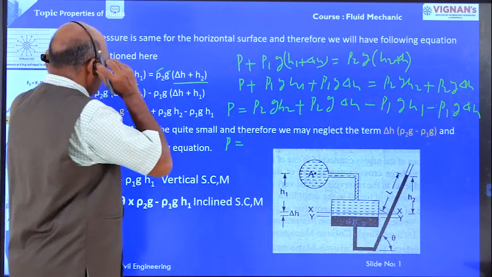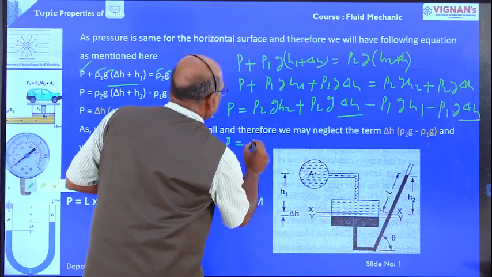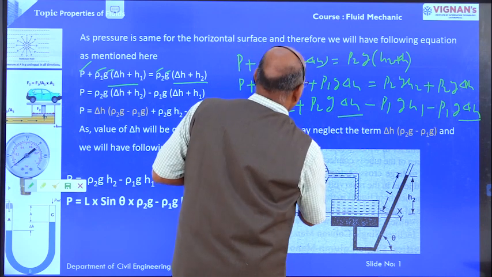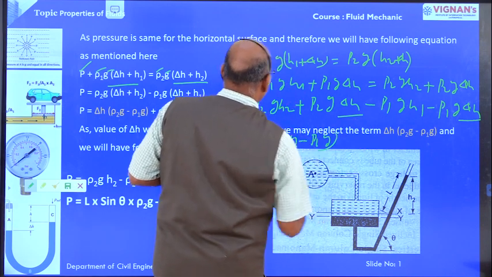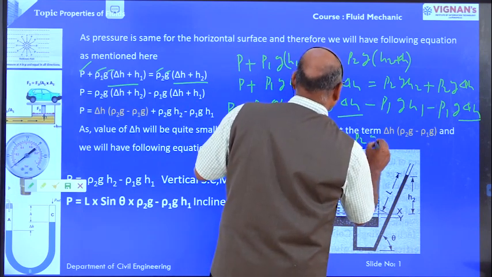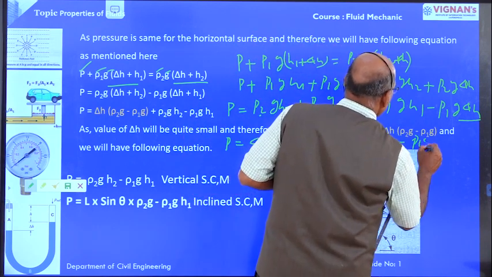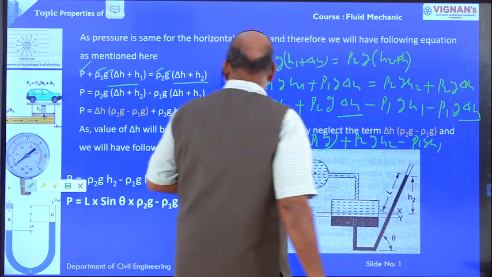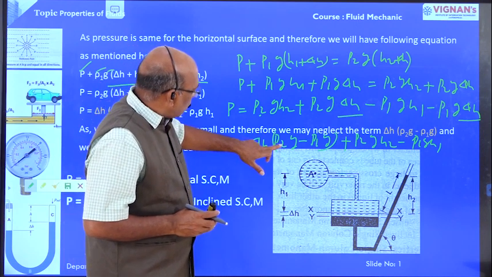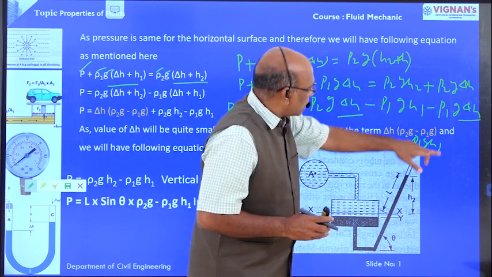Here we have delta H in two terms, so taking delta H out, PA is equal to delta H (rho 2 G minus rho 1 G) plus rho 2 G H2 minus rho 1 G H1. This is the formula. Therefore, pressure at point A is equal to delta H (rho 2 G minus rho 1 G) plus rho 2 G H2 minus rho 1 G H1.